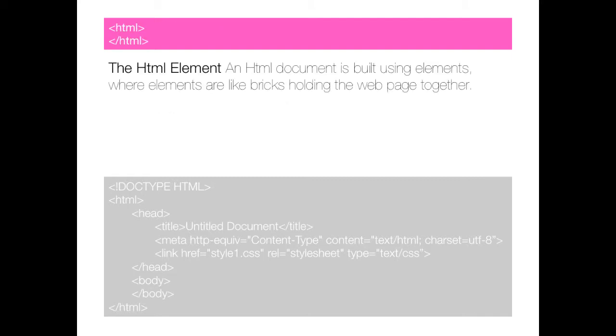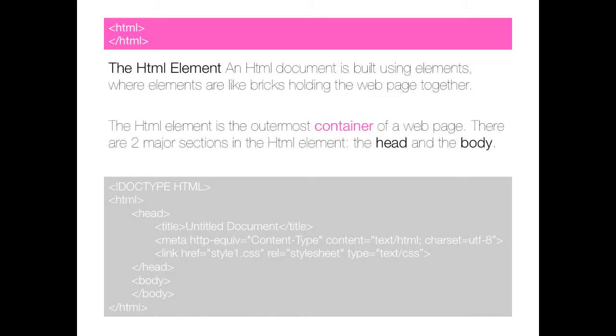HTML. An HTML document is built using elements, where elements are like bricks holding the web page together. The HTML element is the outermost container of a web page. There are two major sections in the HTML element, the head and the body. The head contains information about the page, while the body contains everything we see on the page, such as images, text, video, and so forth. All of that goes inside the body element.